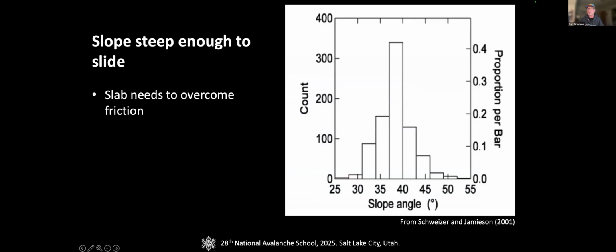And then a final component of slab avalanches has to do with the terrain. And the question we're asking ourselves here is, is the slope steep enough to slide? That slab needs to overcome friction, so we're mostly talking about slope angles between around 30 to 45 degrees. But as we saw with Brian's presentation earlier, sometimes it can be on slightly gentler terrain. It can also be on somewhat steeper terrain as well.